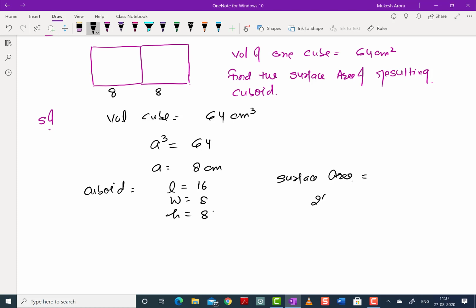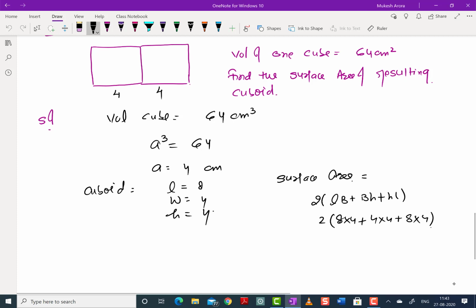That means the total surface area is 2 into (LB plus BH plus HL), 2 into (8 into 8 plus 8 into 16 plus 16 into 8)... so it will be 2 into (32 plus 16 plus 32), 80. That will be 160 centimeter square.